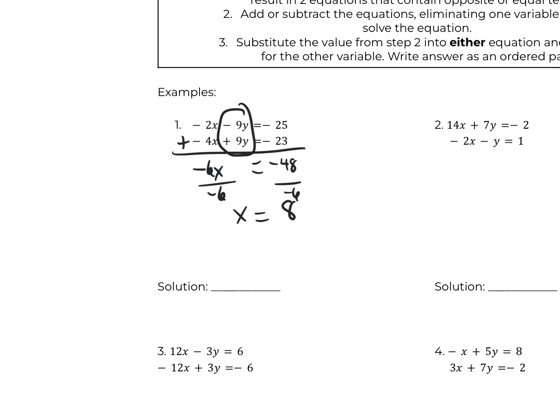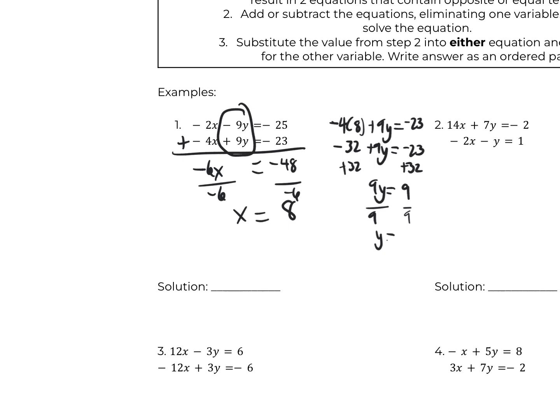And that leaves me with x equals 8. So now that I have an x value, I'm going to plug that into one of my original equations. It doesn't matter which one. -4 times 8 plus 9y equals -23. -4 times 8 is -32. And add 32 to both sides. Get 9y equals 9. Then divide both sides by 9. Get y equals 1.